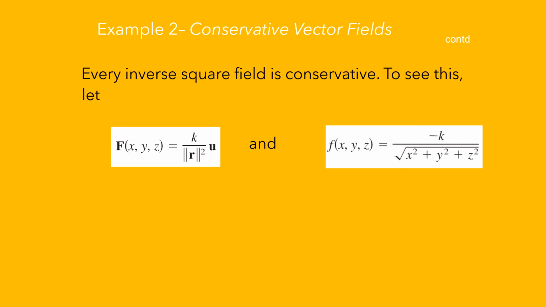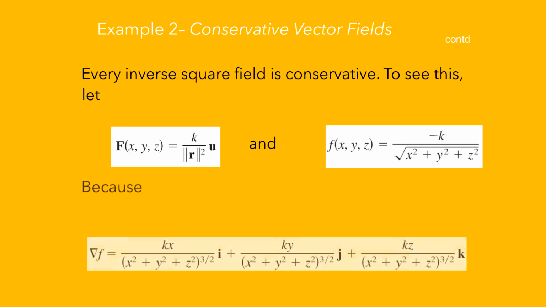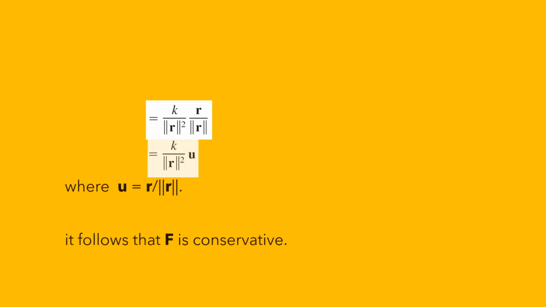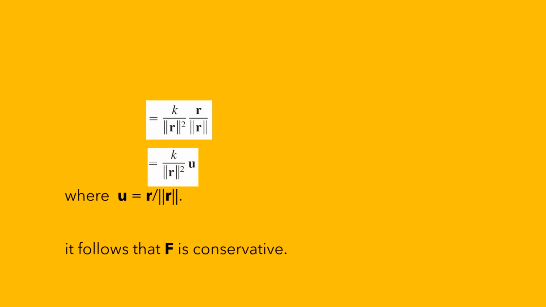This is the second example where a function capital F is given, which is your vector field. A potential function small f is there. You can verify whether it is conservative or not. So del f will be given like this. You find the partial derivative of f with respect to x, with respect to y, and with respect to z. Make use of the definition of the gradient, and you can say that this is nothing but k times u divided by r squared, where u is r by the norm of r. Therefore, your F bar is conservative.